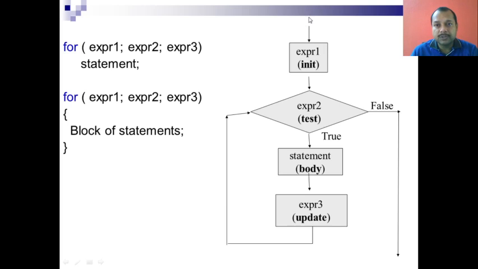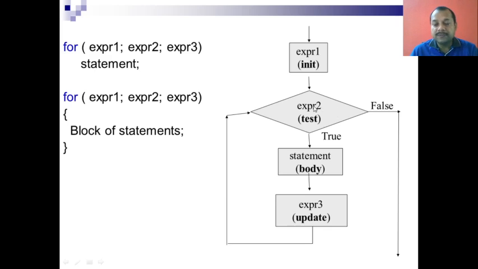Let us start from the beginning. Starting from the top, following this vertical line, I will first execute expression 1, which is before the first semicolon. After the execution of expression 1, expression 2 will be evaluated, since it is a condition, so it will be tested. If the testing result is true, it will go downward for the execution of the statement or the body. But if it is false, it will come out of the loop and go to the next statement immediately after this loop.